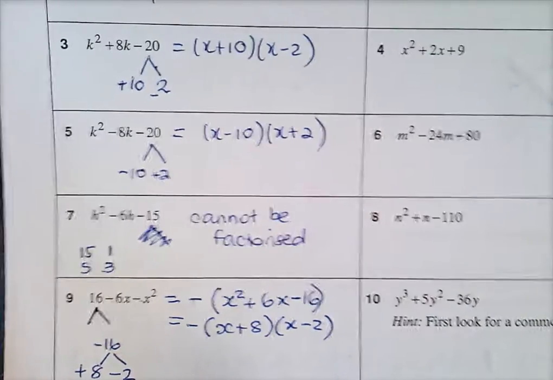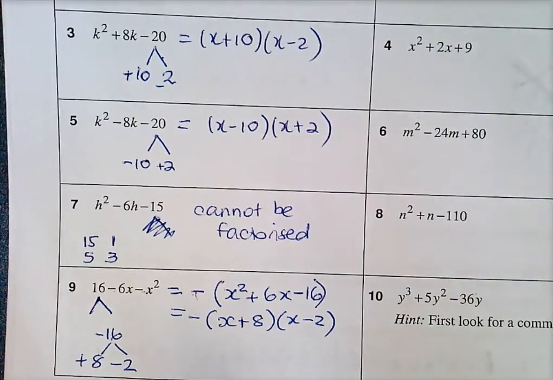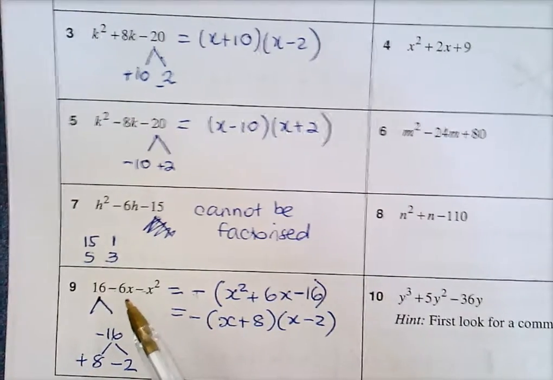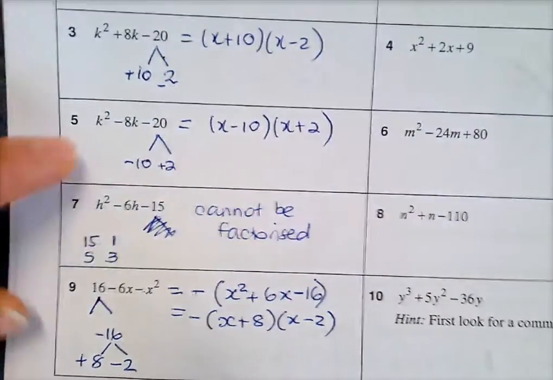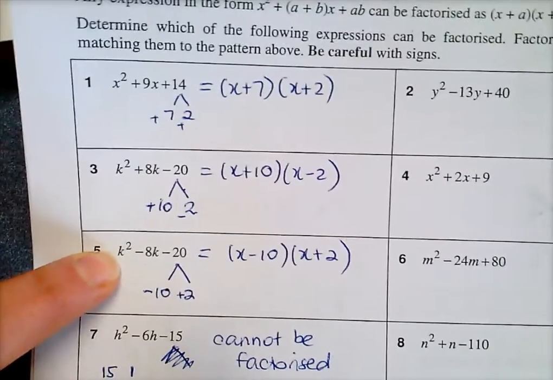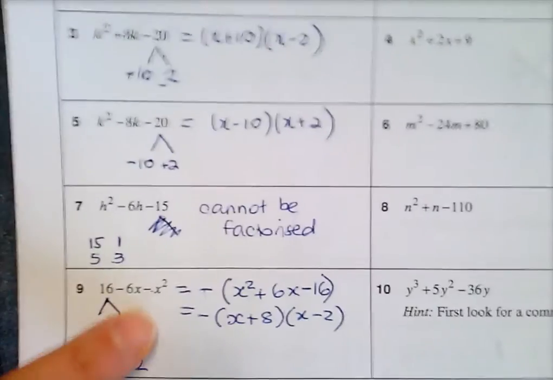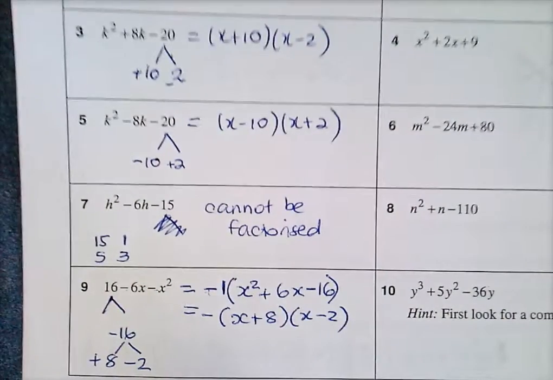I'm not going to show you the other way, because I don't want to factorize negative x squared. It's too hard. Every question we've been doing, the x squared has to be a positive 1. So how can you factorize out negative 1? Keep going.